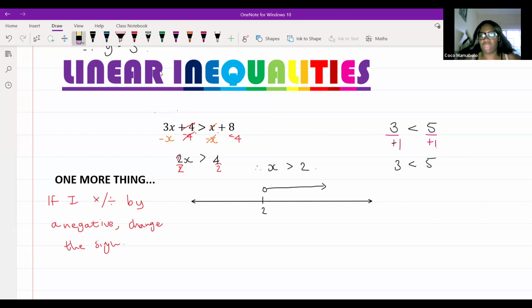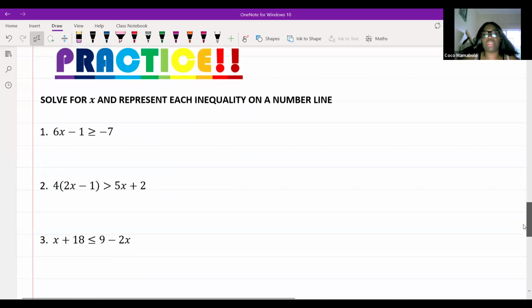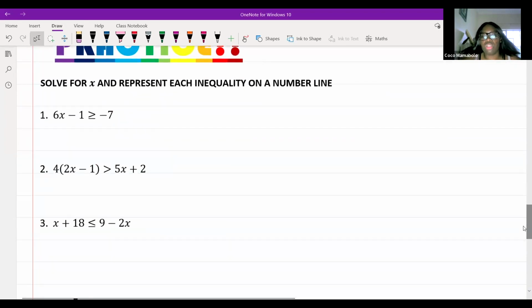Okay. Are we good? All right, let's get started on the work for today. I'm going to give you guys 3 sums to do. Here we go. Now, guys, remember to read the instruction. Don't cheat the system. Do not cheat the system. The instruction says, solve for x and represent each of the inequalities on a number line. Now, while the rest of you are doing that, let's talk about open and closed dots.